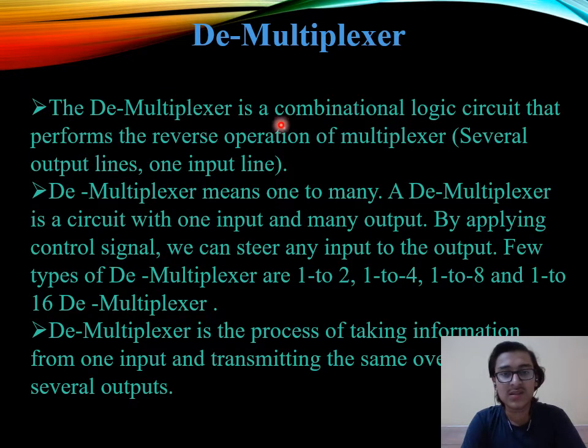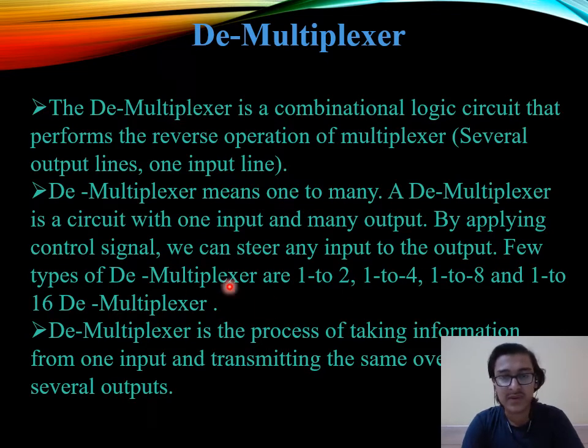The demultiplexer is a combinational logic circuit that performs the reverse operation of multiplexer. Several output lines, one input line. Demultiplexer means one to many. A demultiplexer is a circuit with one input and many outputs. So demultiplexer is just opposite of multiplexer. In multiplexer we have several inputs and one output, and in demultiplexer we have several outputs and one input. Demultiplexer means one to many.